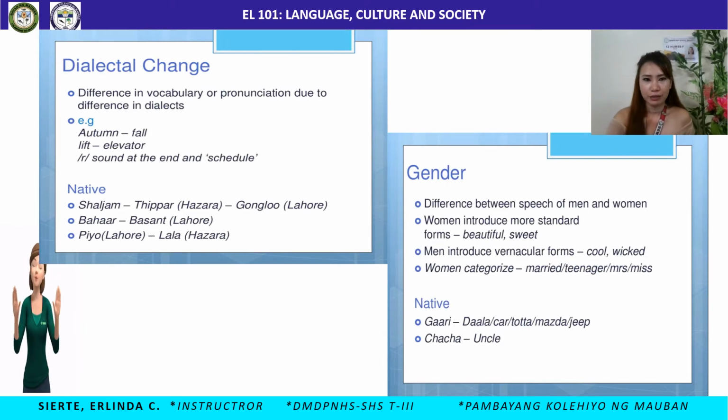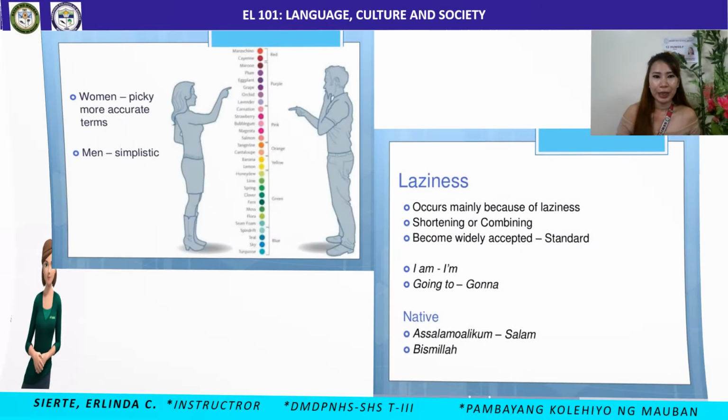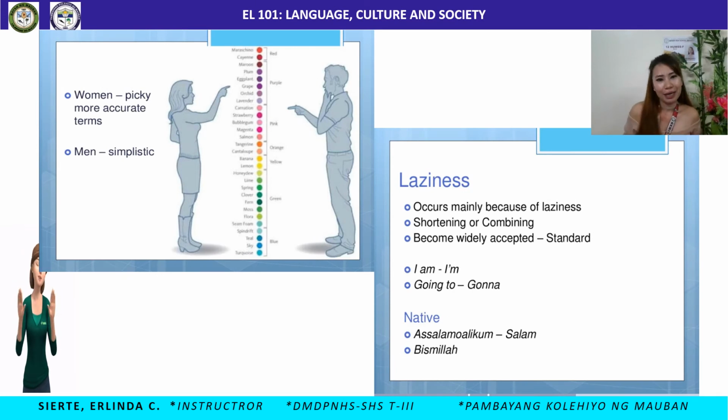So we have ankle. Now, in here, women pick more accurate terms. Why? Because of course we are aware that women take a longer time, for example, in buying or in decision making. Just like, for example, in buying a cologne, there are lots of choices, while men are simplistic.